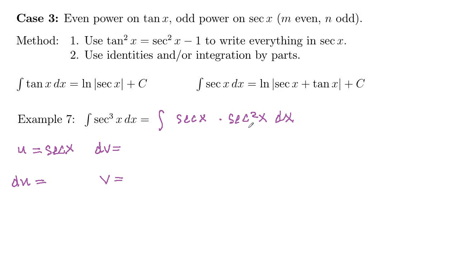And then the integral of secant squared, oh yeah, that's tangent, right? The antiderivative of secant squared, because the derivative of tangent is secant squared. So it makes sense to pick dv equals secant squared x dx. V will be tan x. So v here is going to be tangent x. Du there will be secant x tan x.